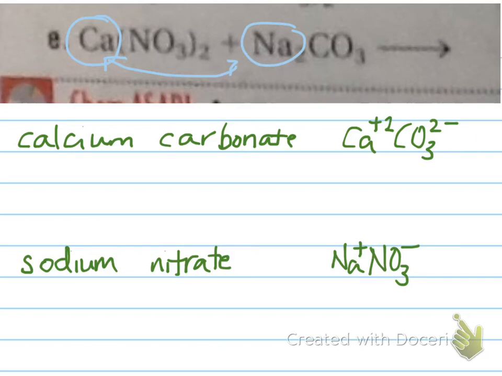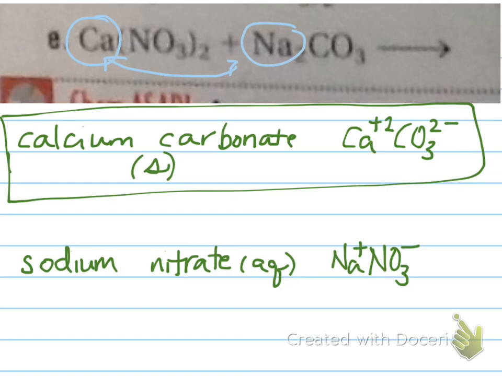And then in terms of our rules, carbonate is rule number 5. Carbonates, phosphates, chromates, sulfides, and hydroxides, most are insoluble, and calcium's not listed, so I think that's the solid. Sodium nitrate would be rule 2. Nitrate and chloride salts are soluble with few exceptions. So my precipitate in this one is the calcium carbonate.